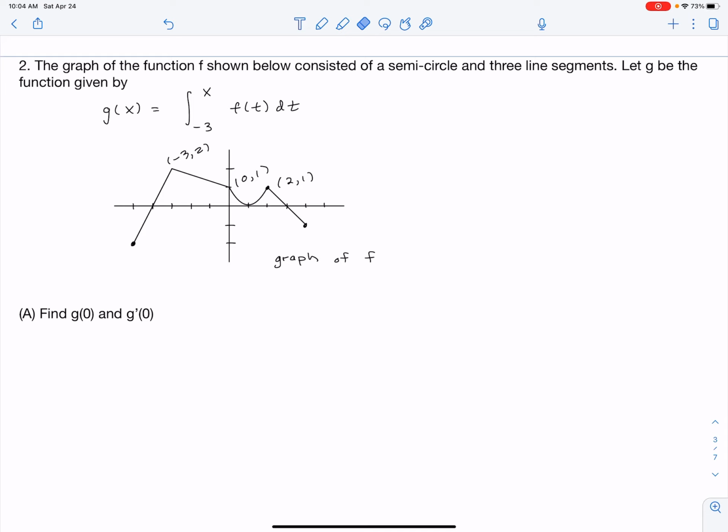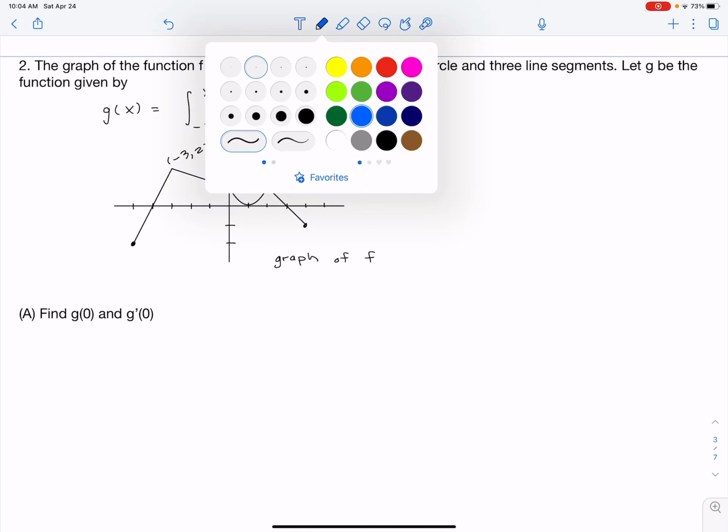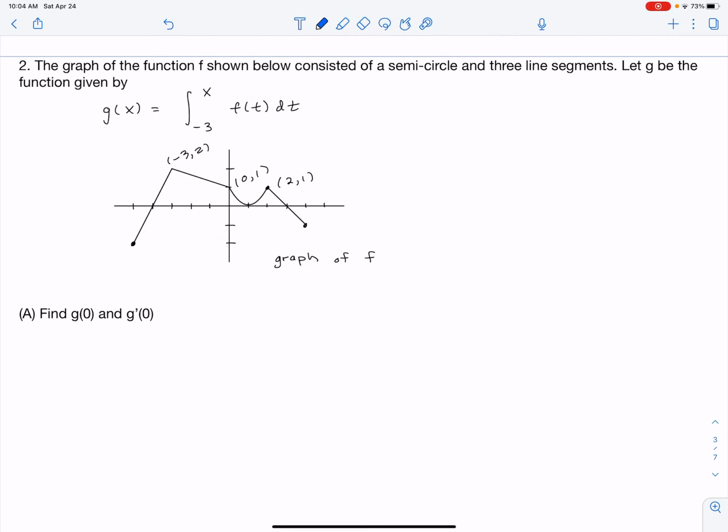That being said, hopefully at this point, if you are still watching, you have done this problem. So let's go through this and see what we are given. We are given this graph that contains a semicircle and some line segments. By the way, my graph may look slightly different than yours, so make sure you're referring to your own graph if mine's slightly off.